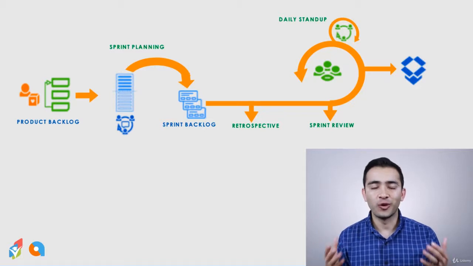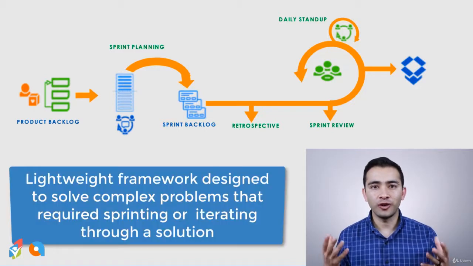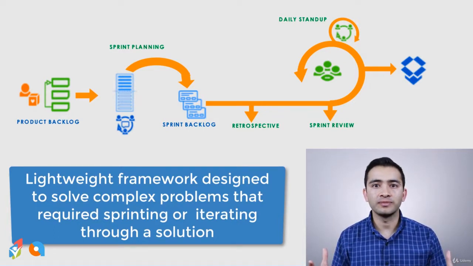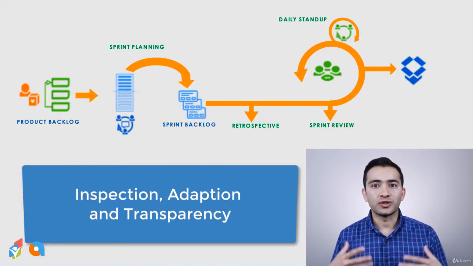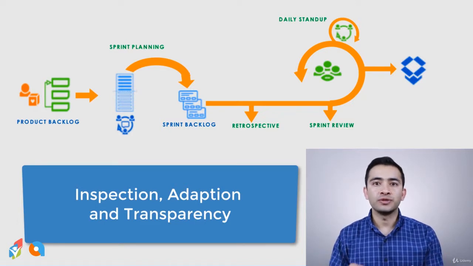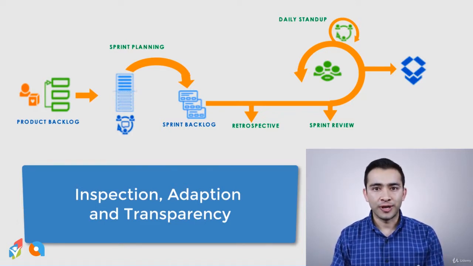Hello, in this lecture we're going to talk about the Scrum Framework. Scrum Framework is a very lightweight framework that was designed by Agilists to solve complex adaptive problems that require sprinting or iterating through a solution. Scrum's root comes from the empirical process control framework that values inspection, adaptation, and transparency.